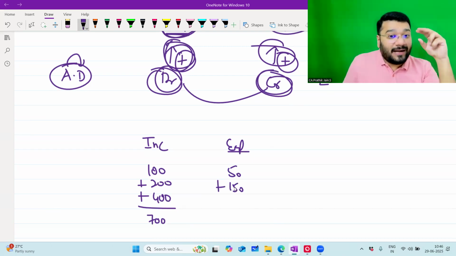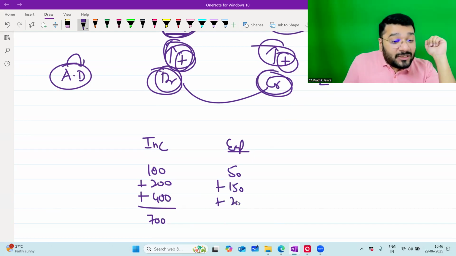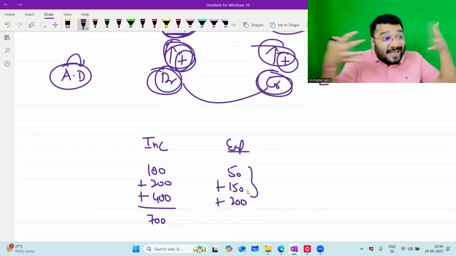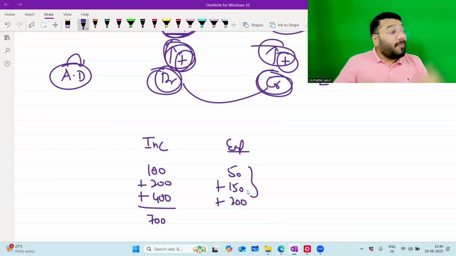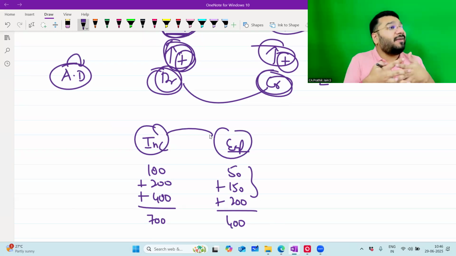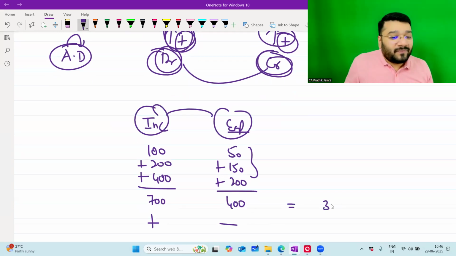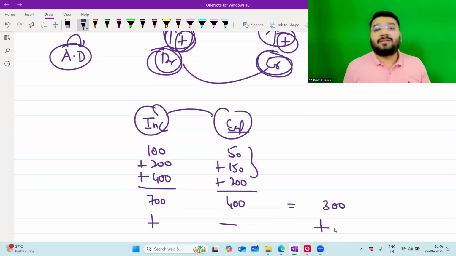All expenses together will add. Day after tomorrow, 200 rupees expenses. Again, expenses you will add. So expenses among themselves you will add. Income among themselves you will add. So how much is my total expenses? 400. Now, when you put these two opposite items together, then we have to do plus and minus. So this is a plus item, this is a minus item. Overall result is what? 300 in plus.